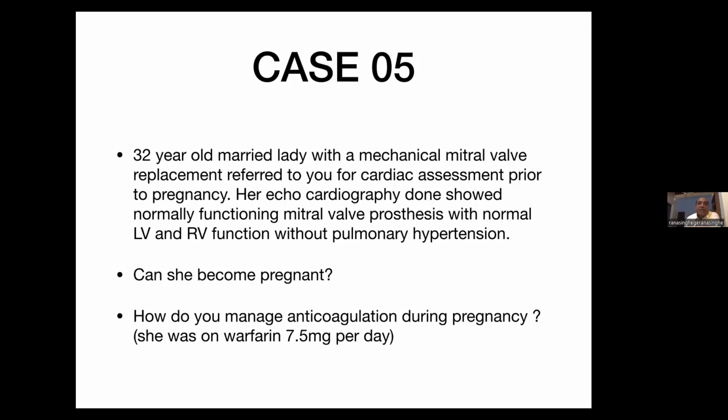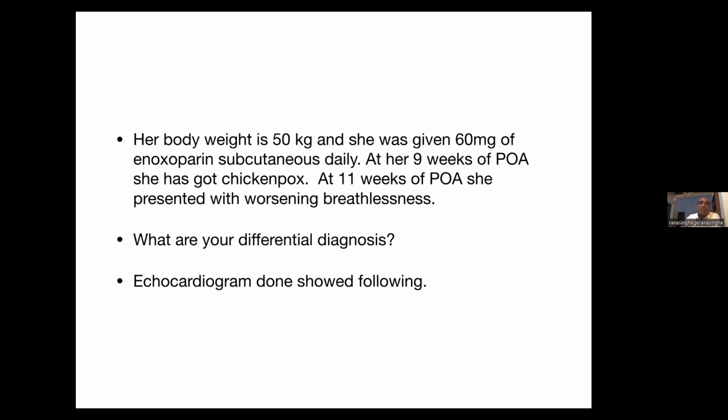She was given anticoagulation with warfarin 7.5 milligrams daily. Since her warfarin dose was more than 5 milligrams, the patient was switched to enoxaparin by the hematologist. However, the dose prescribed was 60 milligrams enoxaparin subcutaneous daily, where the body weight is 50 kilograms, but ideally it should be 1 milligram per kilogram BD. After 9 weeks of POA, she got chickenpox, and at 11 weeks of POA, she presented with worsening breathlessness.